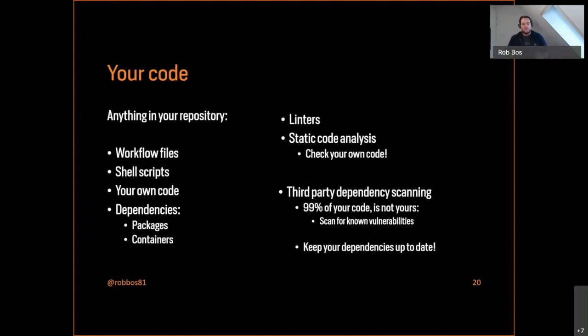And hence, think about third-party dependency scanning as well. We now say that when you start using the code, we're building on the shoulder of giants. You're probably using third-party dependencies from an NPM registry or NuGet. And remember that 99% of your own code running in production is not yours. We are building on top of the work of others. So scan all those dependencies for known vulnerabilities.